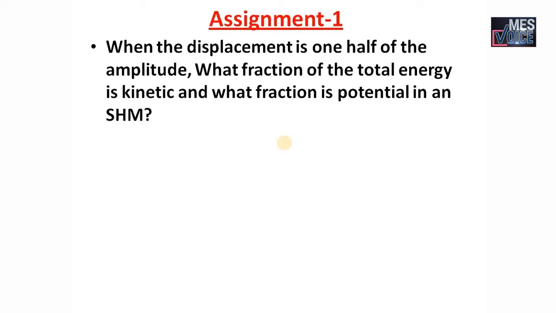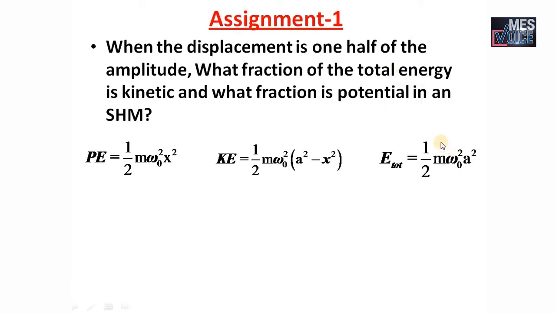So here is the assignment, a simple assignment given here. When the displacement is 1/2 of the amplitude, what fraction of the total energy is kinetic and what fraction is potential in a SHM? That's the question. Very simple. We have a standard expression for potential and kinetic, and the total energy is given here. What is asked is what fraction of the total energy is kinetic and what fraction is potential. So in order to get the fractional value, you divide the potential expression by the total energy expression, when x is equal to half the amplitude.